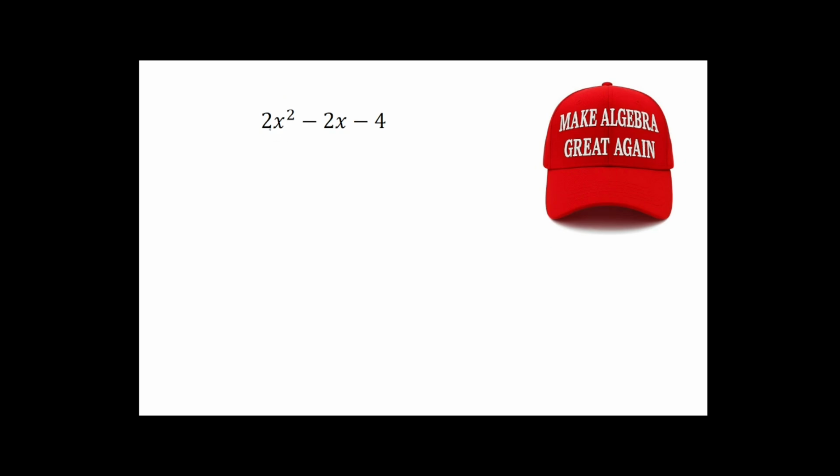We have 2x squared minus 2x minus 4, and we want to factorize them. Now, do we multiply the 2 times the negative 4? Well, no, we don't in this case, because it meets the first rule of factorising. Is there a common factor? Is there something common to each factor that we can take out? And the answer is 2.